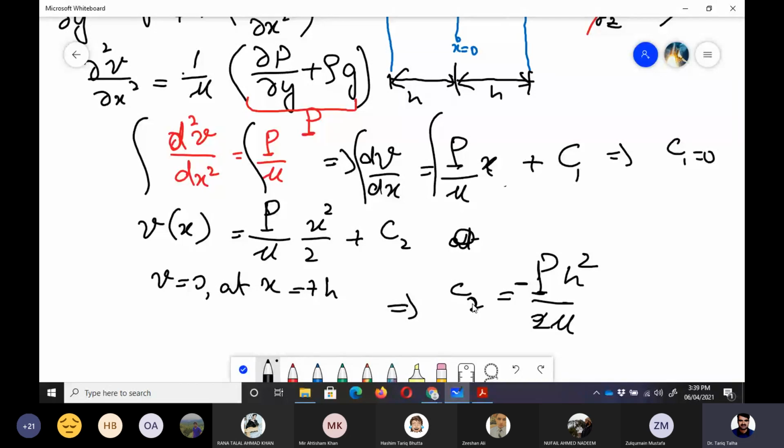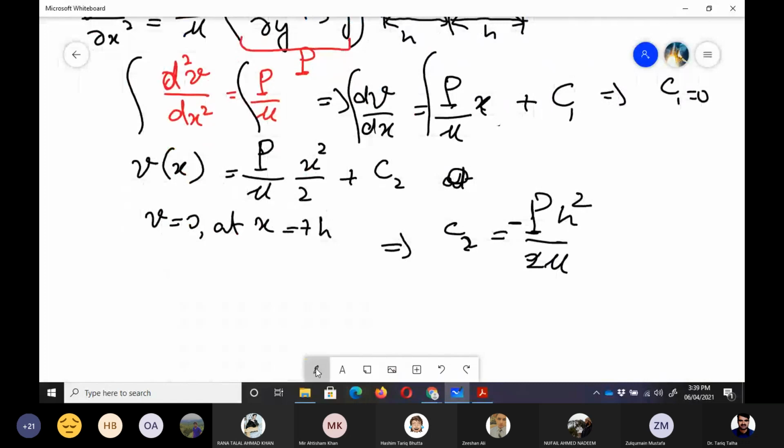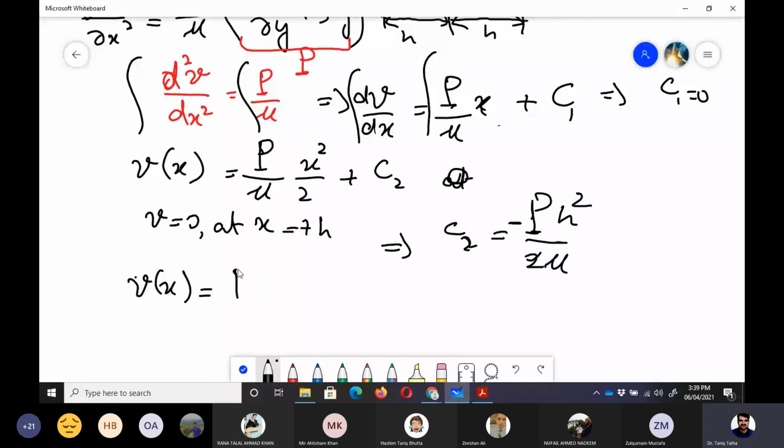Now if we put that C2 value here, we can write v of x is equal to P upon 2μ into (x² minus h²). So this is our velocity profile for this flow, the velocity in the normal or y direction.